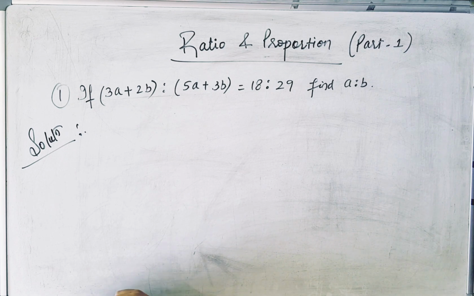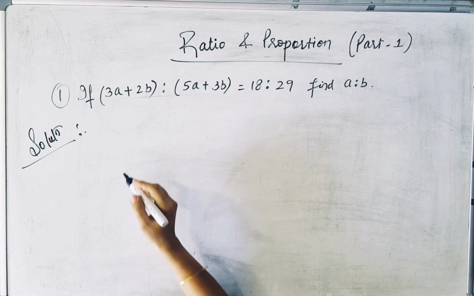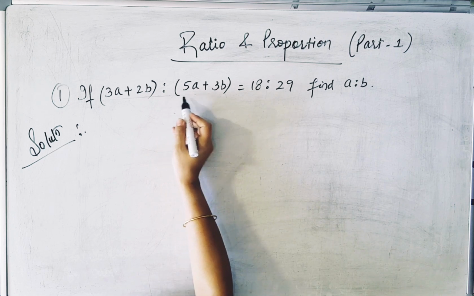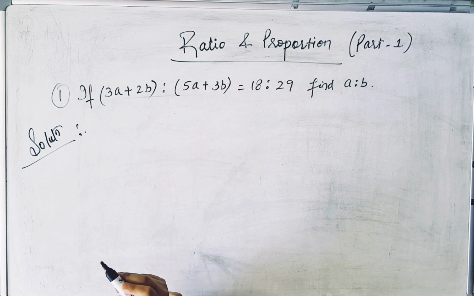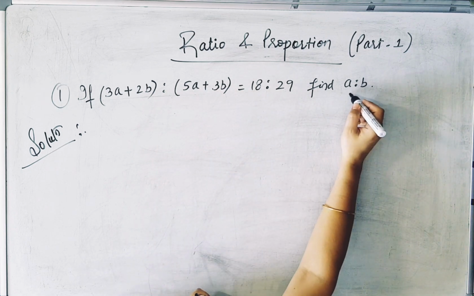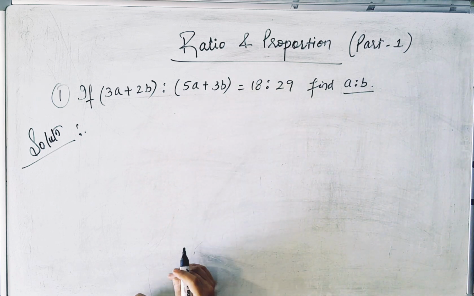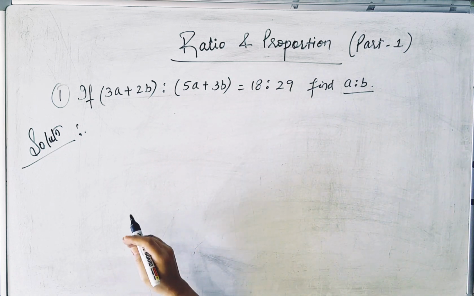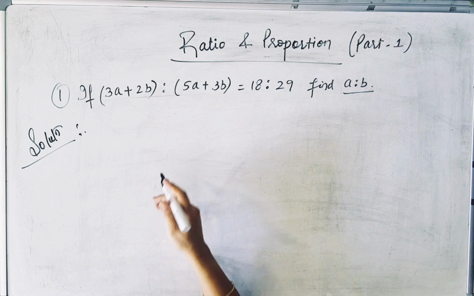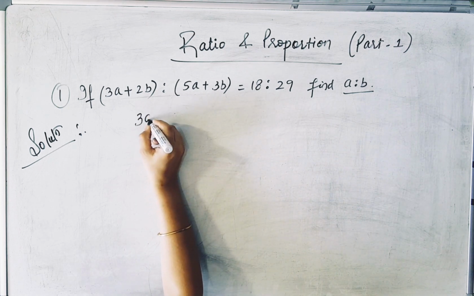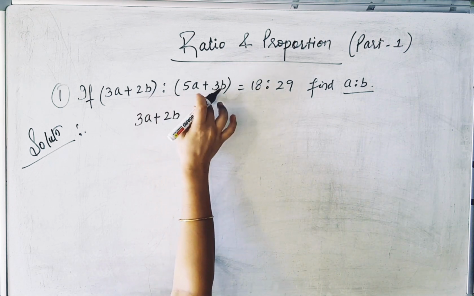So the question related to ratio is: 3a plus 2b is to 5a plus 3b equals 18 is to 29. Find a is to b. Sometimes they give us this type of question. So in this type of question, what method do we have to apply?